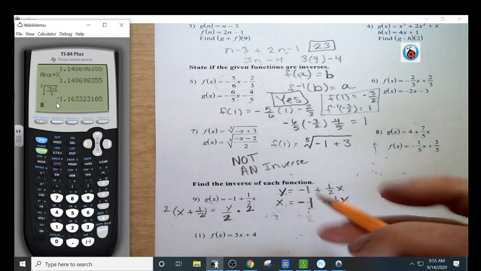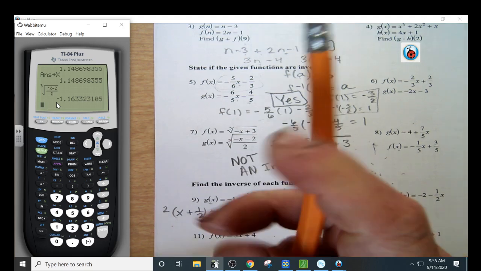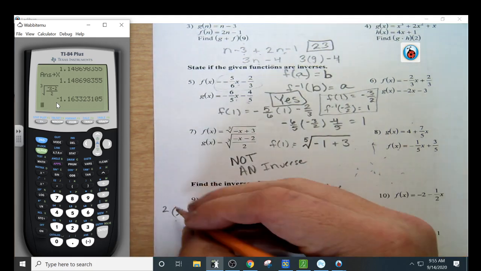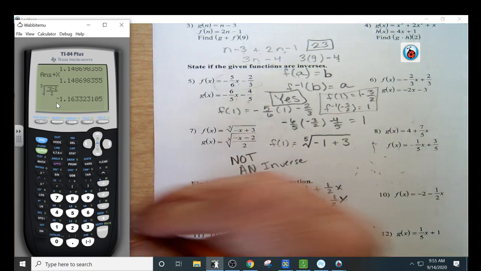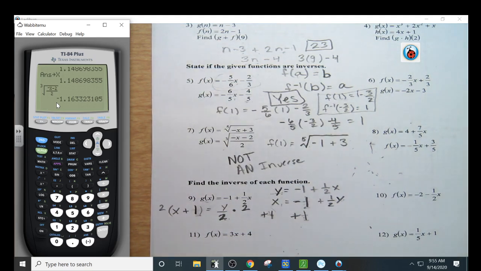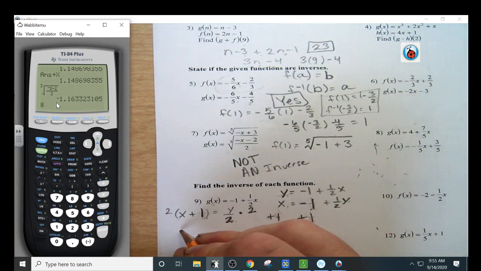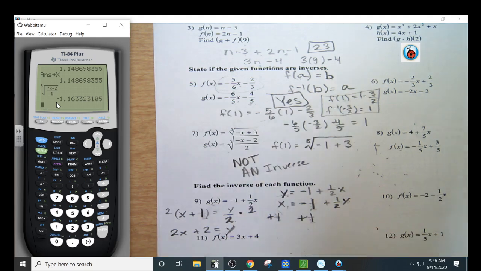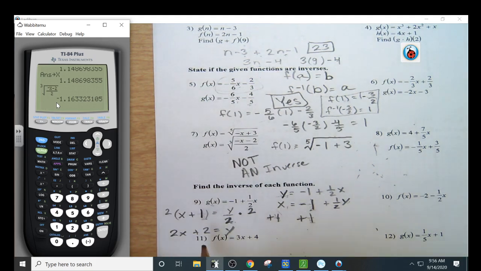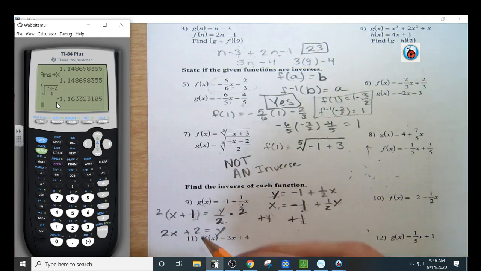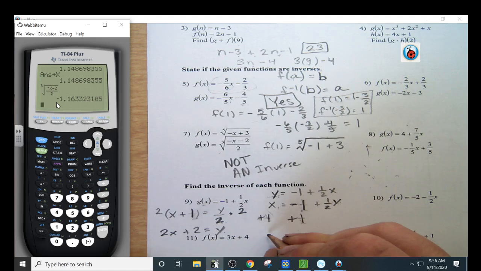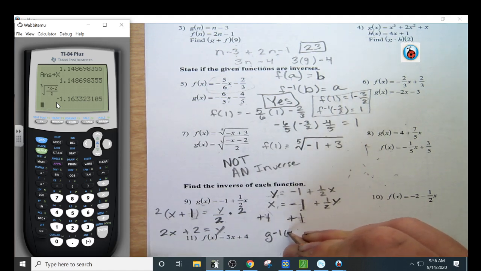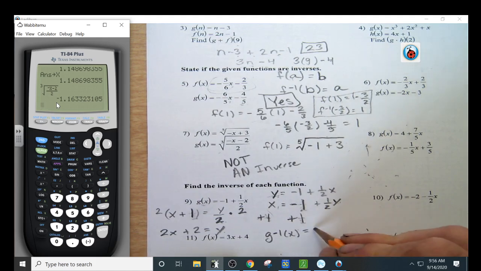Okay, so if I change that to 1 and 1, that'll make it a little bit easier too. All right. Thank you, guys. So 1. Now, guys, what's going to happen is this: 2x plus 2 equals y. Okay. Now, last but not least, all you're going to do, guys, is change this back to g inverse of x. So g inverse of x equals 2x plus.